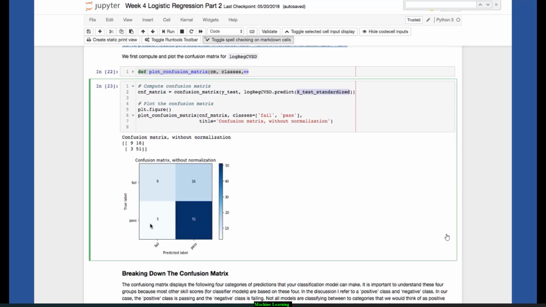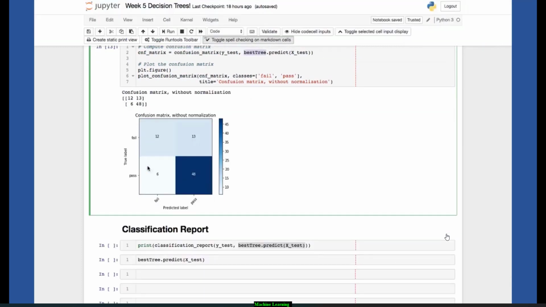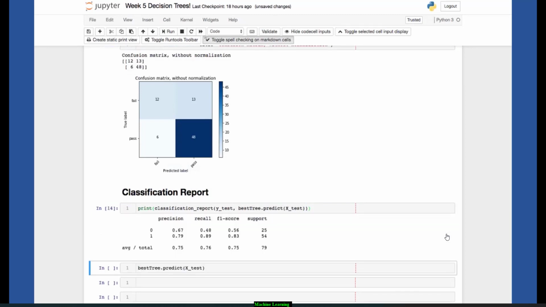This logistic regression model only forecasted 12 students would fail. 9 of those it was correct on. But here we had more forecasts for failure, and it was correct on 12. So even though the accuracy of its predictions of fail was lower, the recall is better. It actually identified more students that failed. We can see that in the classification report.